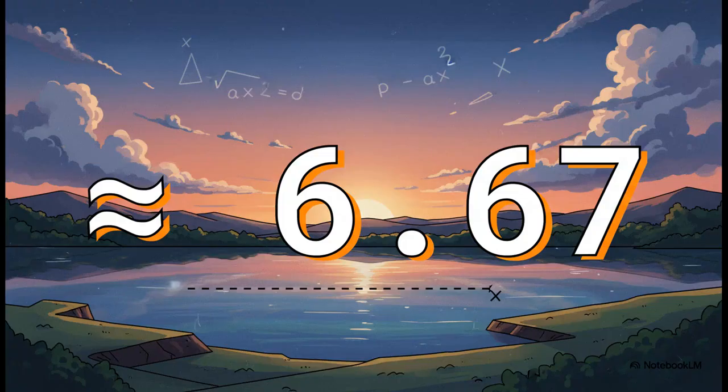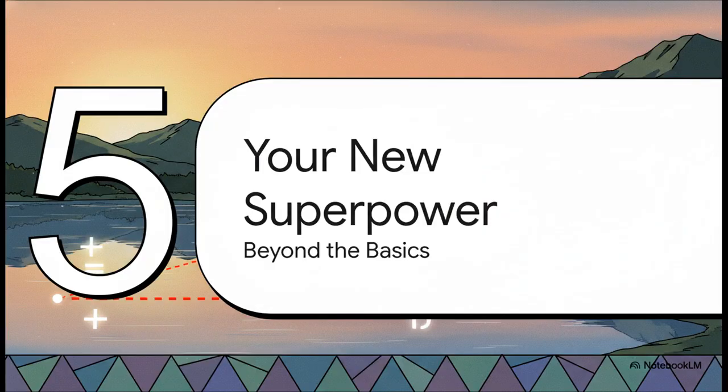Almost there. For the final step, we just take the square root of that number, and boom, there's our answer. The distance across that lake, side c, is about 6.67 units long. And just like that, problem solved. See? Not so bad, right? Once you break it down, it's a totally logical process. You've just unlocked a brand new math superpower that takes you way beyond the basics.